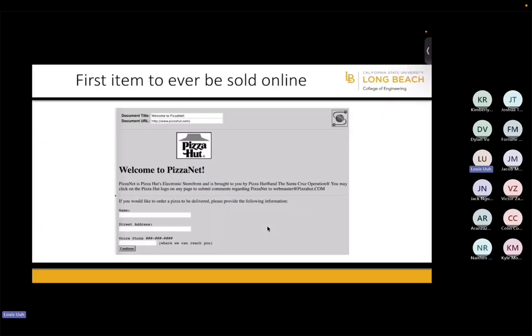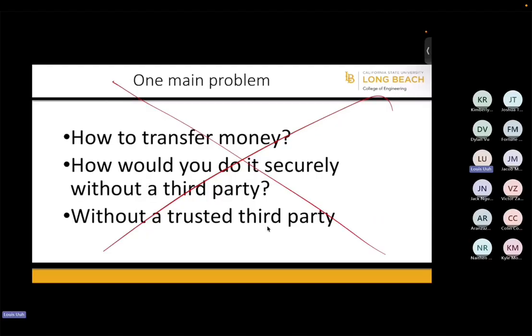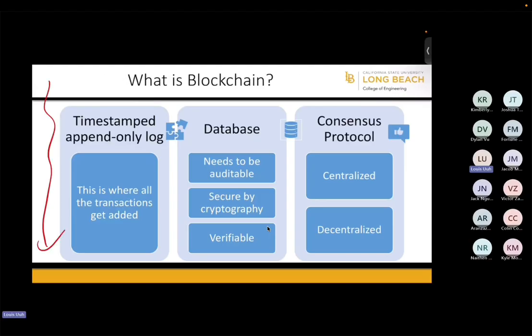No history. What is blockchain? I think I asked a couple of times: the 3 main components of blockchain. So timestamp, append only log, database, and a consensus protocol. You would definitely see a question like this.